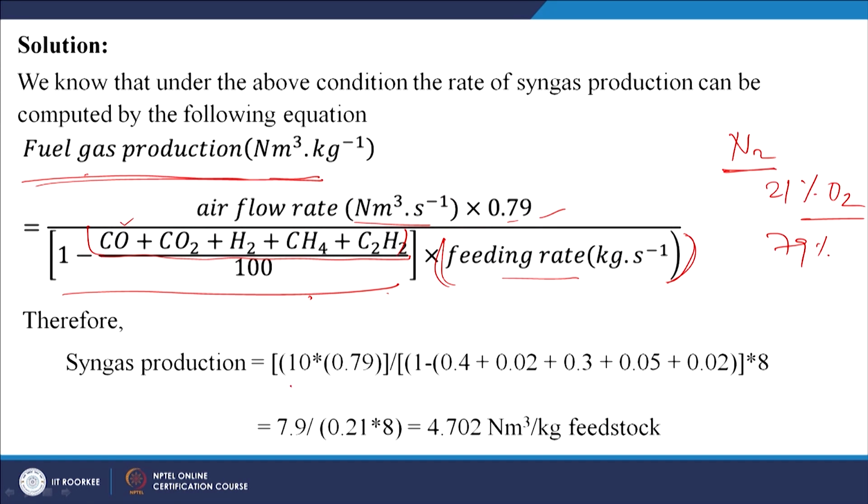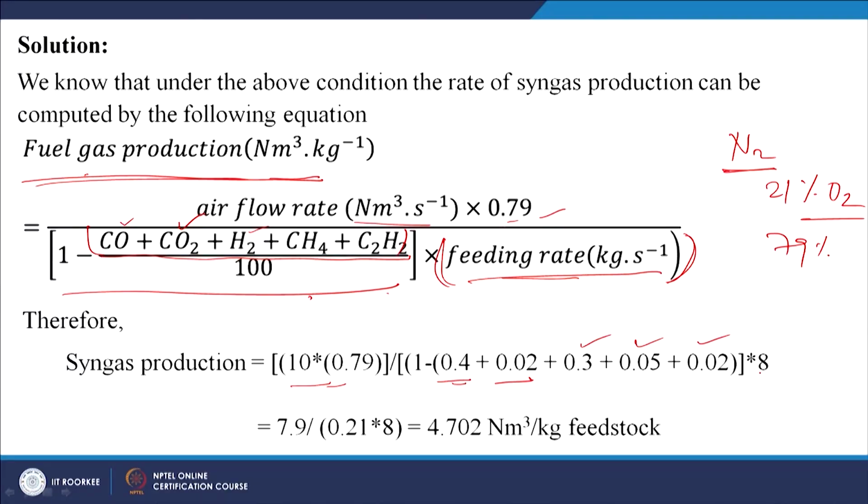So, 10, the air flow rate, into 0.79, divided by 1 minus, that is equal to CO 40%. So, 0.4, as 100 is divided here. So, this is equal to 0.02, 2% CO2, and then 30% hydrogen. So, 0.3, and then CH4 was 5%. So, 0.05, and then C2H2 was again 2%. So, 0.02, we are getting this term, and then this feed rate, that was 8 kg per second.